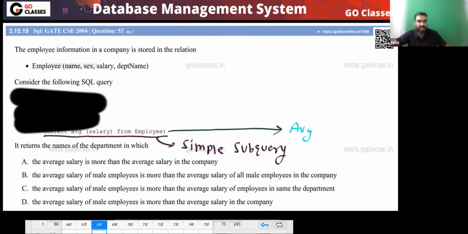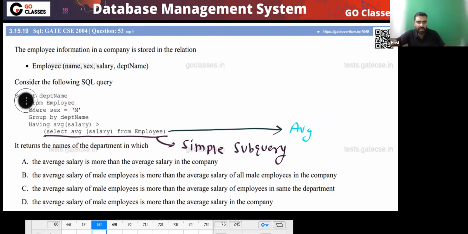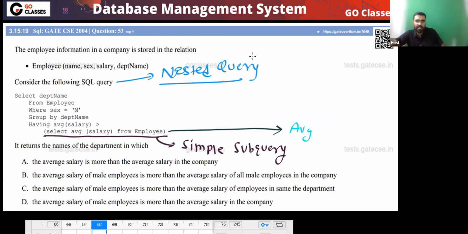It can exist without the outer query. Agree? This is a simple query, so you can think about it. This is a nested query, and this is an example of it, where the subquery is simple.